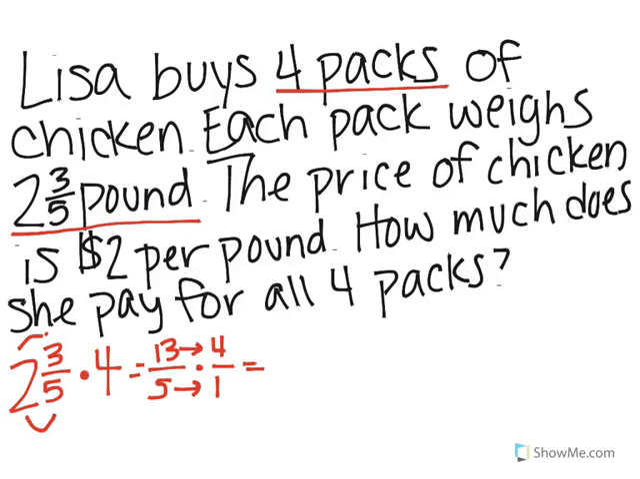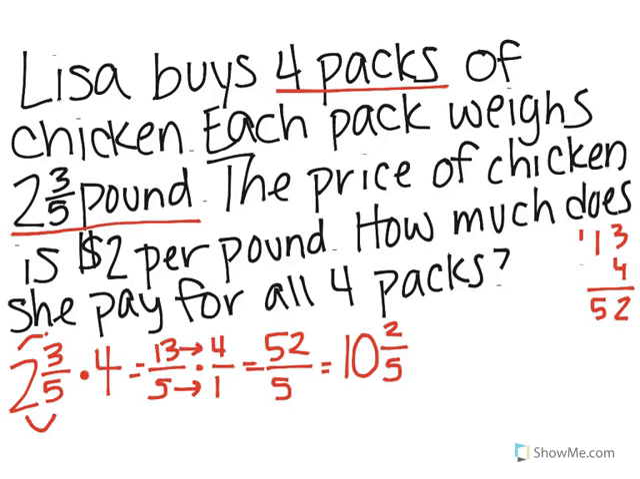So 13 times 4, if you're having trouble with that, we could do it out. 13 times 4. 3 times 4 is 12. 4 times 1 is 4, plus 1 is 5. So 52 over 5 times 1 is 5. So let's rewrite this now. How many times can 5 go into 52? Well, we know that it can go into 10 times, because 5 times 10 is 50, with 2/5 left over. So that's how many pounds those 4 packs have altogether.